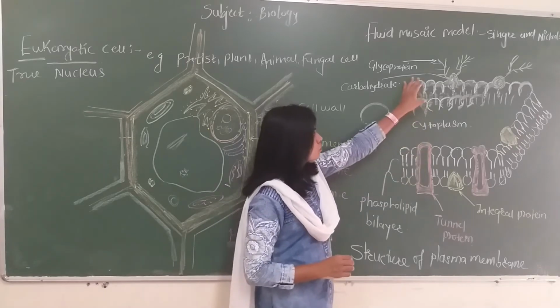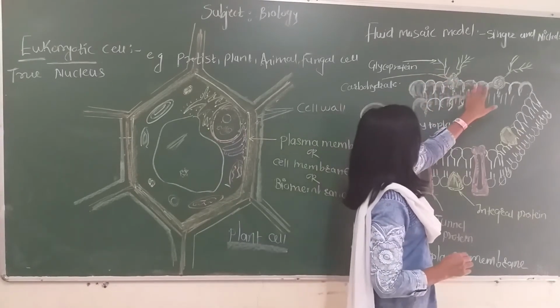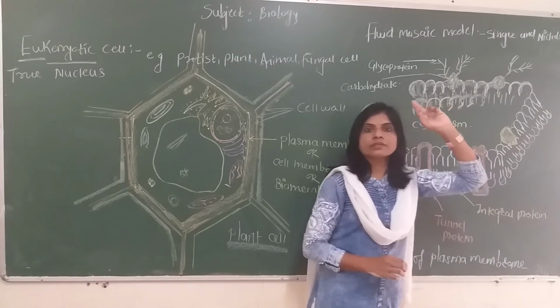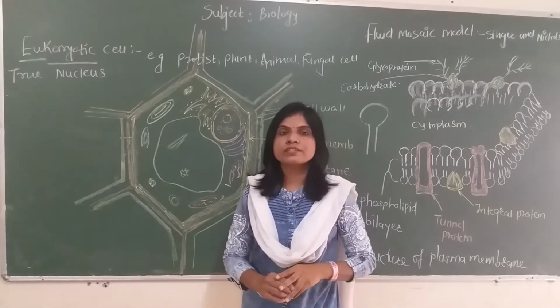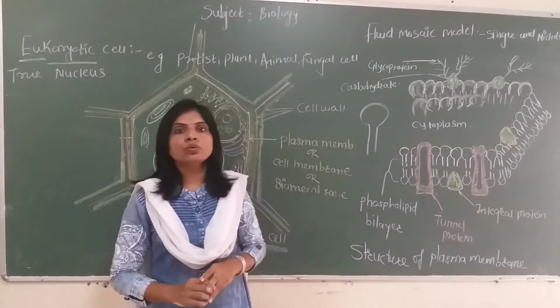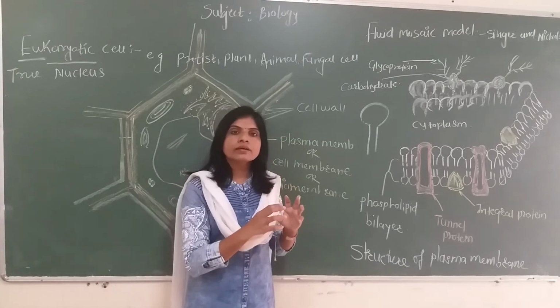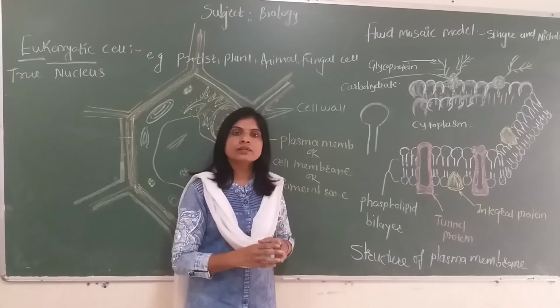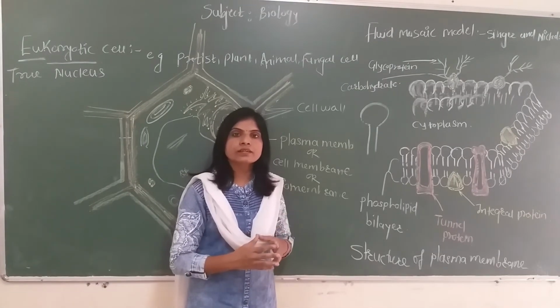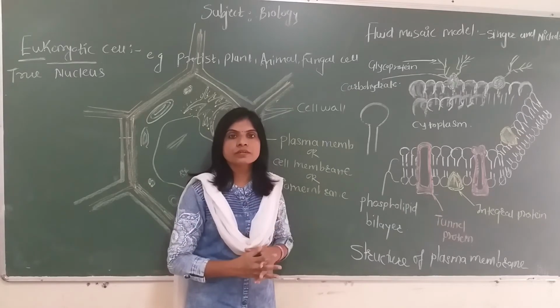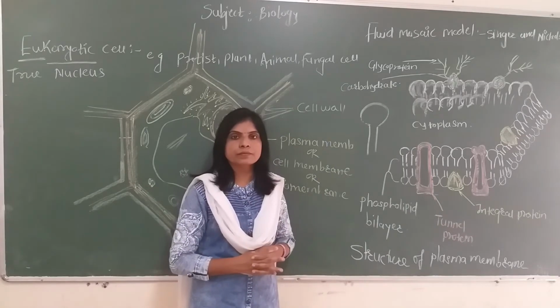On the surface of the plasma membrane, carbohydrates are present like antennae. What is the role of this carbohydrate? These carbohydrate moieties are present to identify the adjacent cell and to recognize substances.